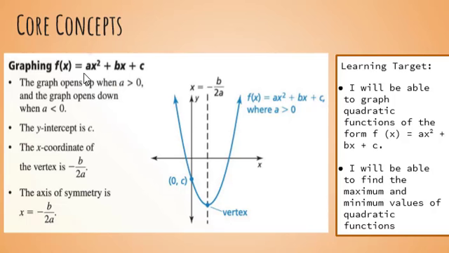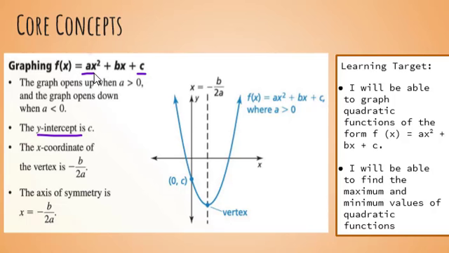And the first thing that we need to take note of is our a value. So our a value, if it's positive, then our parabola is going to open upward like this one that's shown. If it's negative, it's going to open downward. The next thing we need to look at is the c value. Our c value is going to be the y-intercept of the graph of our parabola.